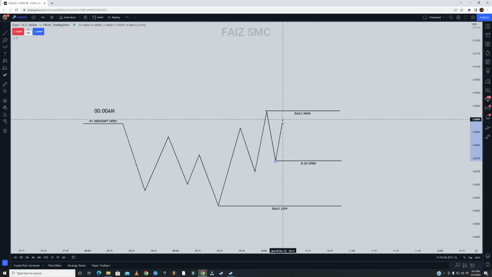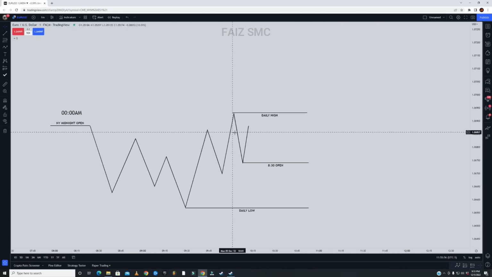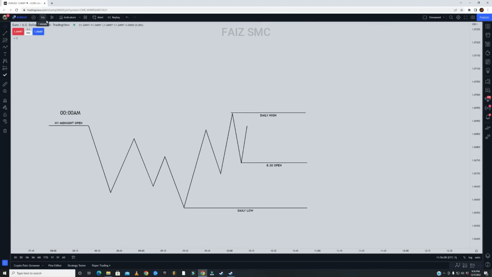So one more thing, when you mark out the daily high and daily low, you can mark the daily high and daily low on the 15-minute time frame. It doesn't really matter as long as you're marking the correct daily high and daily low. Once you've marked out the correct daily high and daily low, what you want to do is drop down to the 1-minute time frame, and then simply look for a liquidity sweep. So let's assume that price sweeps up the daily high after 8:30 a.m. New York time.